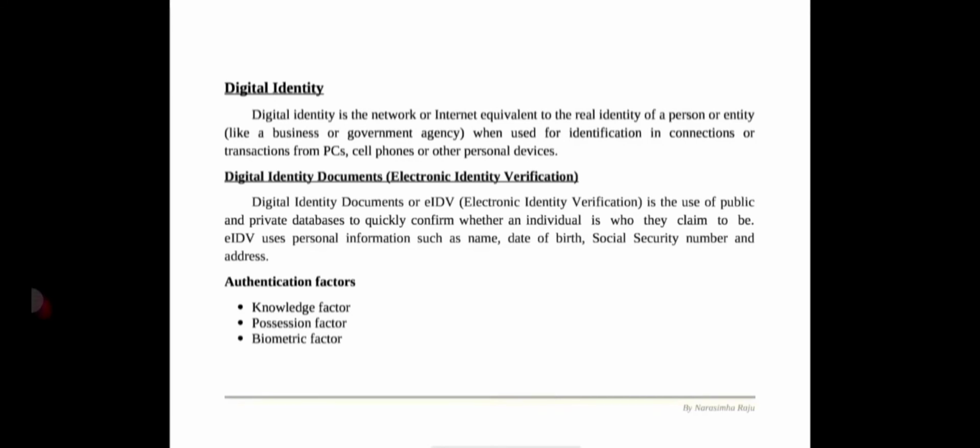The authentication factors of these digital identity documents are of three forms: knowledge factor, possession factor, and biometric factor. The knowledge factor is something that the user knows, such as a password, answers to challenge questions, ID numbers, or a PIN. The possession factor is something that the user has, such as a mobile phone, personal computer, or token. The last is the biometric factor, which is something that the user is, such as his or her fingerprint, eye scan, or voice pattern.